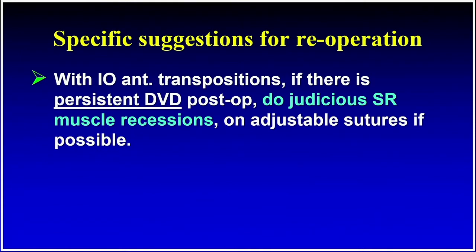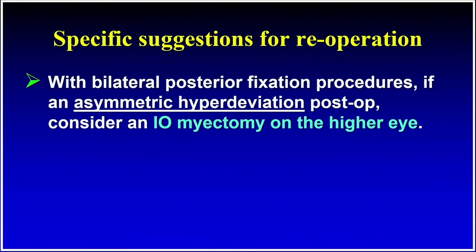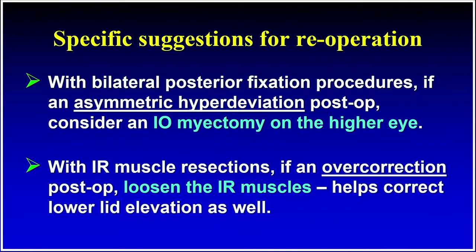With inferior oblique anterior transpositions, if there's an overcorrection post-op, consider an inferior oblique myectomy on the lower eye. And finally, with bilateral posterior fixation procedures, if an asymmetric hyperdeviation post-op, consider an inferior oblique myectomy on the higher eye, and inferior rectus muscle resections for overcorrection post-op. Loosen inferior rectus muscle because that helps correct lower lid as well.